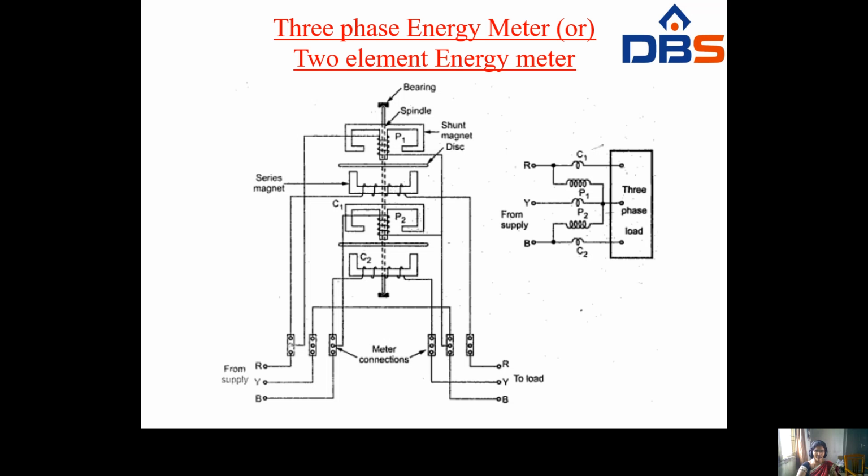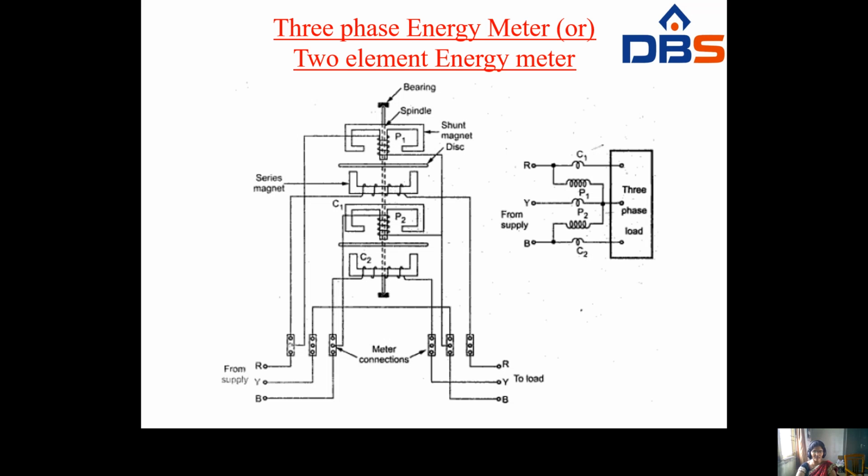See here R, Y, B. That means two elements: one element having an upper magnet and lower magnet, and another element having an upper magnet and lower magnet. These two elements are given to the three phase supply, so it measures the three phase energy. That's why it is called the three phase or two element energy meter. Here you have the shunt magnet, the lower magnet and the upper magnet, connected through a spindle and bearing system with pointers.